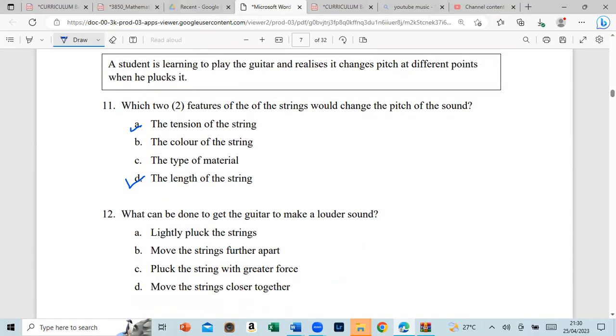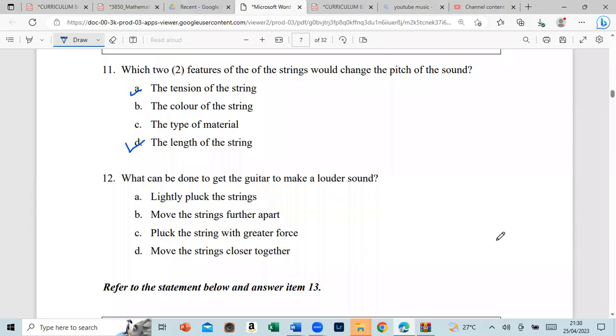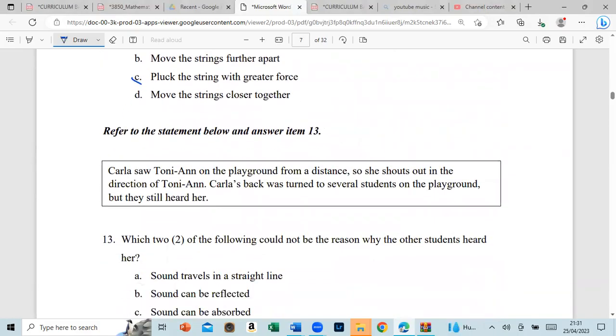What can be done to get the guitar to make a louder sound? Is it A, lightly pluck the strings, B, move the strings further apart, or C, pluck the strings with greater force? And that's plucking it with greater force. Bang! Ding, ding, ding. All right, let's move on to 13.